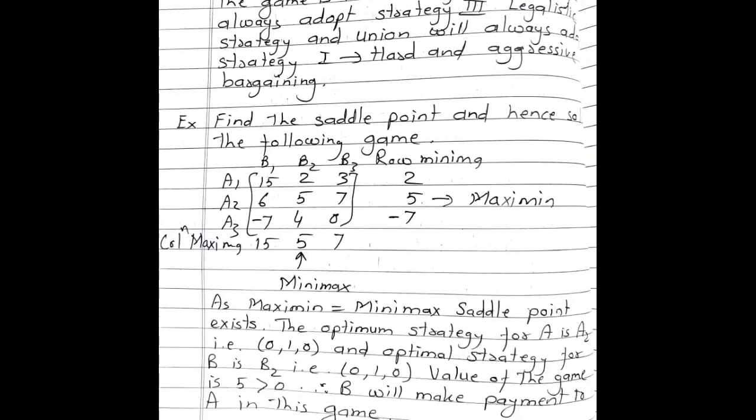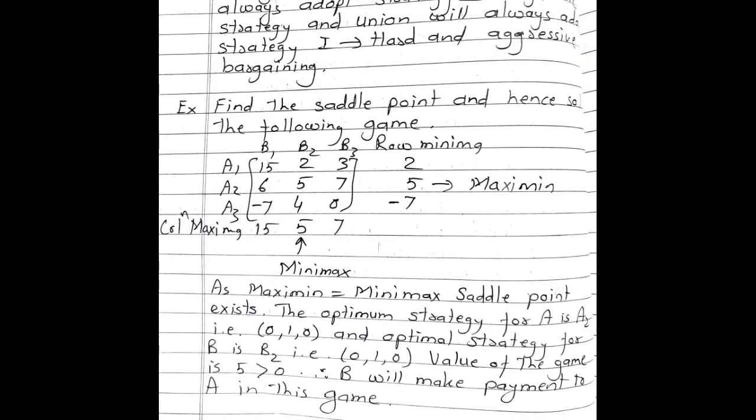Next example. Find the saddle point and hence solve the following game. Player A has got 3 strategies, A1, A2, A3. Player B has got 3 strategies, B1, B2, B3. To see whether saddle point exists or not, we will find the row minima values. 15, 2, 3, minimum value is 2. 6, 5, 7, minimum value is 5. -7, 4, 0, minimum value is -7. Among these minimums, see the maximum value. 5 is maximin.